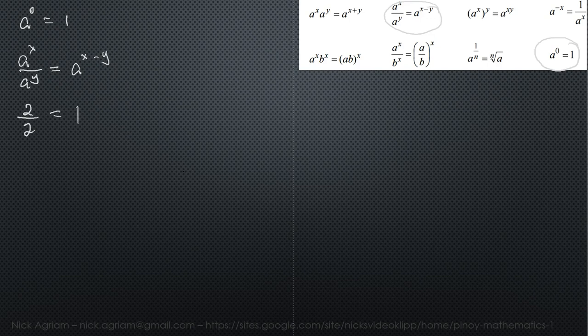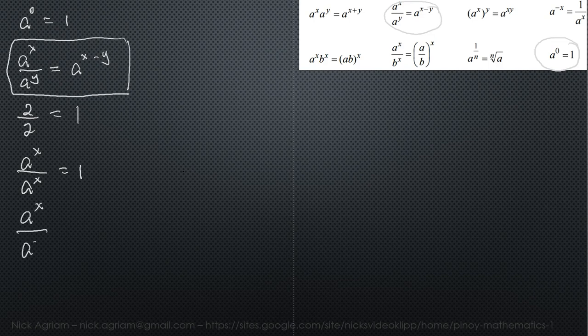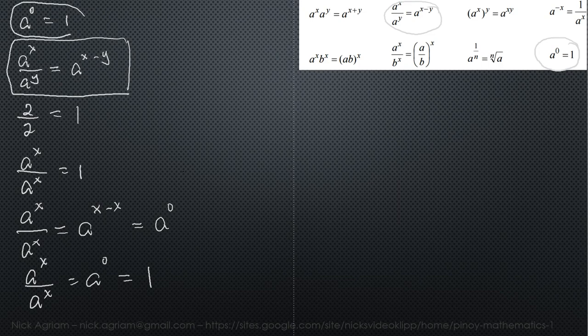So for example, I have a^x divided by a^x, that is 1. But if we're going to use this law of exponent, I have a^x divided by a^x is equal to a^(x−x). That is equal to a^0. That means a^x divided by a^x is equal to a^0, which is also equal to 1. That's why we have a^0 is equal to 1.